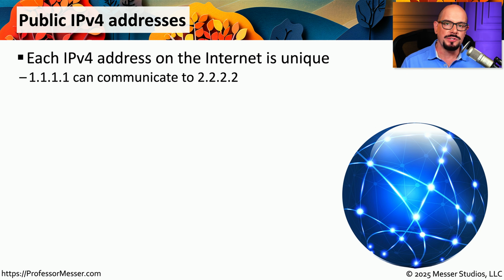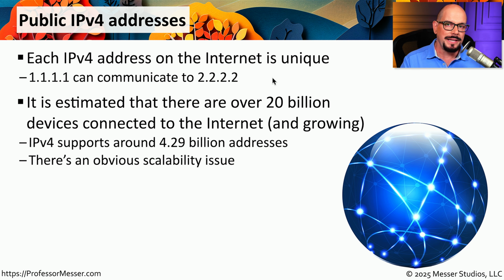For us to communicate across the public internet, every device needs to have a unique IP address. For example, one device could have an IP address of 1.1.1.1, and that device can communicate to a device that has an IP address of 2.2.2.2. As you can probably tell, there's a finite number of IPv4 addresses that you can create based on the combinations of numbers that might be available. And if you do the math, there are about 4.29 billion combinations of IPv4 addresses that you could create. However, there are over 20 billion different devices connected to the internet, and that number is rapidly growing.